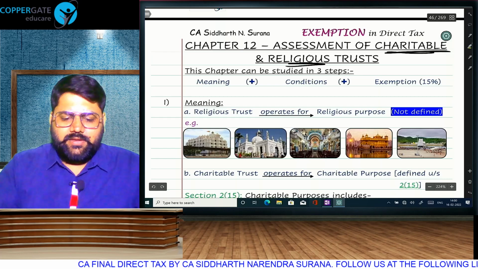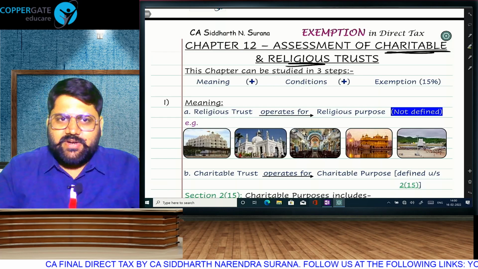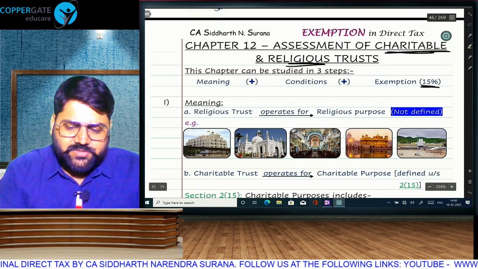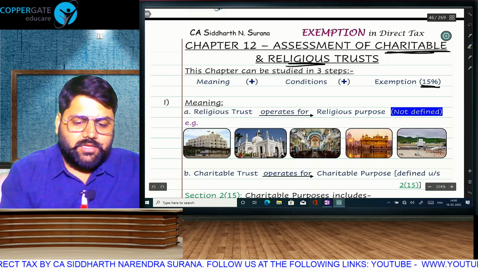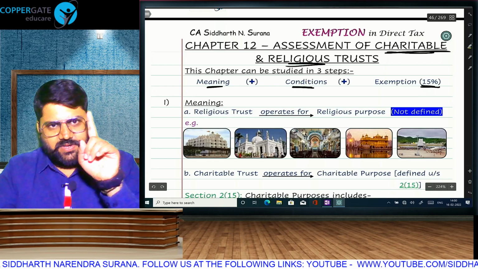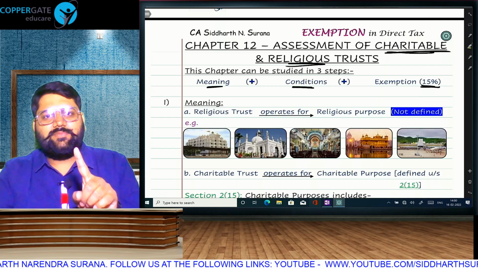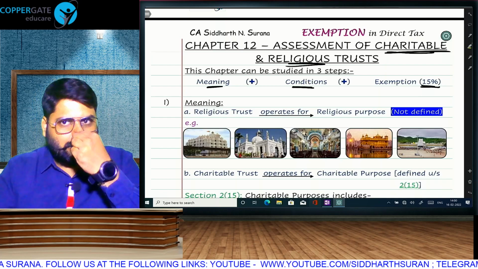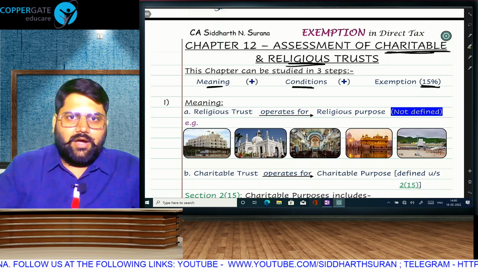Charitable and religious trust. Of course, with the name itself, we know that they are going to be eligible for some exemption, and the quantum of exemption is 15%. But before that, you have to satisfy conditions, and before that, you should know the meaning. So we will be first learning the meaning of religious and charitable trust, then what are the conditions to get exemption, and finally, once that is done, how much exemption is going to be available.